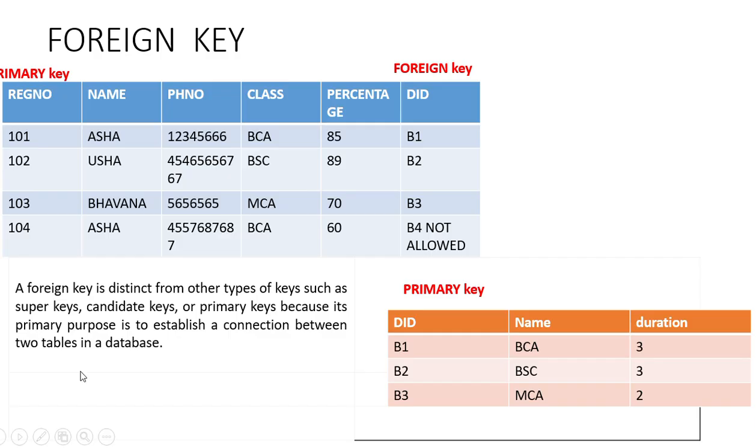So now for another student, I am just using BCA instead of writing it as B1. So BCA means it is B1. I have to enter B1. I have tried to enter B4, which is not in this table. Okay, because this is the foreign key here. The data which is not in the table, if I try to enter, it is not allowed. The thing is, if the department does not exist, the student cannot join that department, right? So that is the meaning.